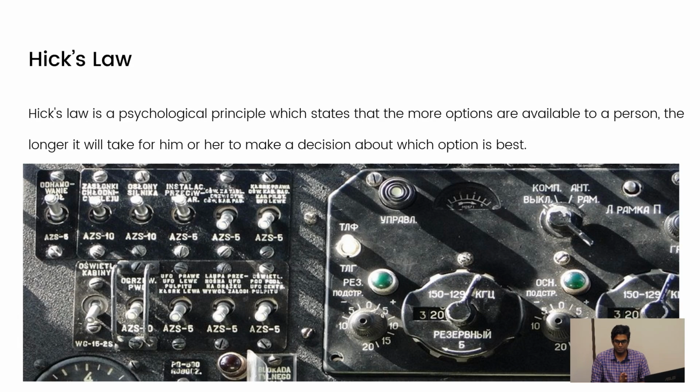Then we are moving to a very complex principle, which is called Hick's law. Hick's law is a psychological principle which states that when you have more and more options available, a human takes much longer to make a decision of what to choose best for them.